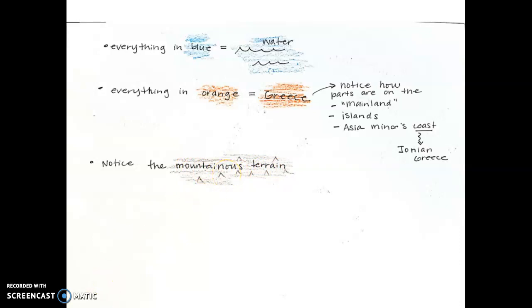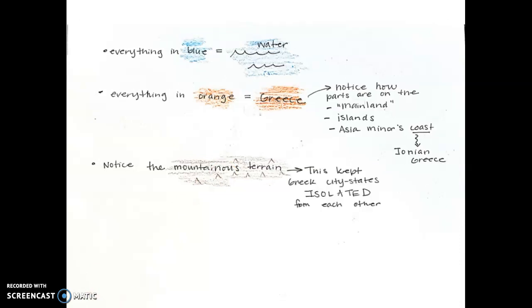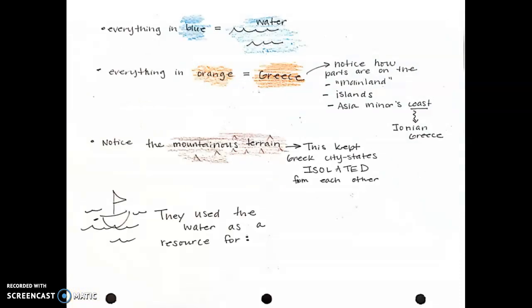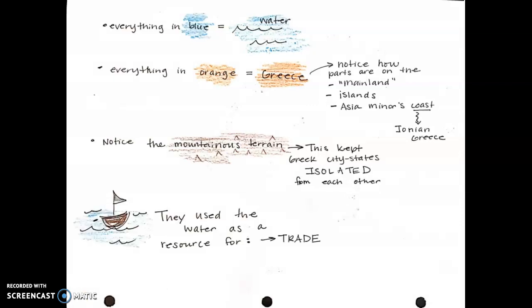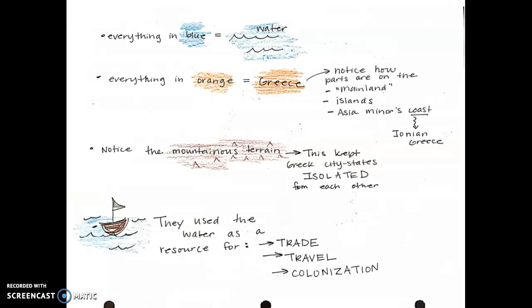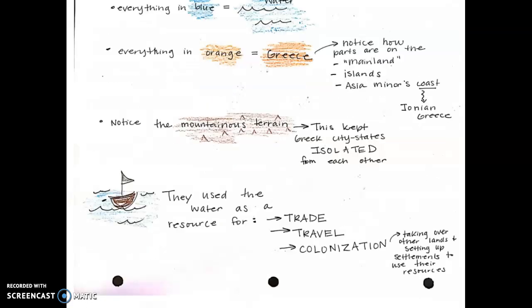And the mountainous terrain kept city-states in Greece isolated. They were isolated from each other. So they used the water, the sea around them, as a resource for several things. They used it as a resource for trade, travel, and colonization. Colonization is when you take over other lands and set up settlements to use their resources.